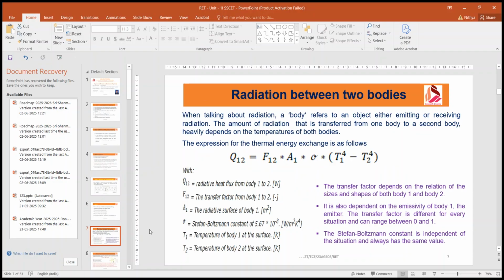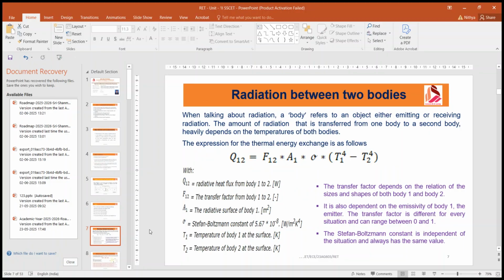Based upon that, how the radiations in between the two bodies are to be measured, that's a general formula. That is Q12 equal to F12 multiplied by A1 multiplied by (T1 to the power of 4 minus T2 to the power of 4). In these cases, the Q12 is known as the radiative heat from one body to another body. And then F12 is indicated for the transfer factor from the body conditions.